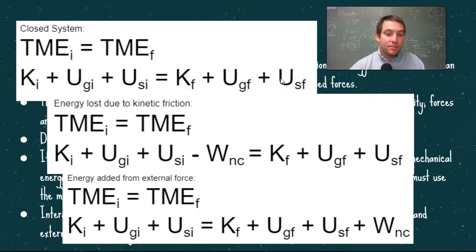If energy is dissipated due to kinetic friction (static friction doesn't dissipate energy), then you would use this form of the equation in which you include the term for work done by a non-conservative force on the left side, and we're subtracting because energy is leaving the system. Meanwhile, if energy is added from some external force, then we would have the work done by a non-conservative force on the right-hand side of the equation. This one's used pretty rarely.